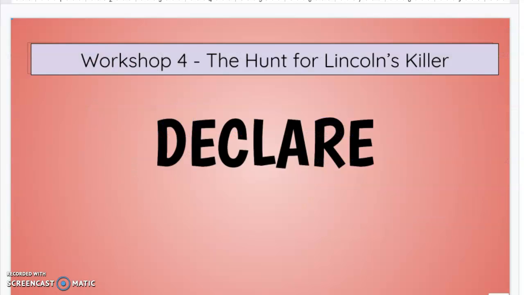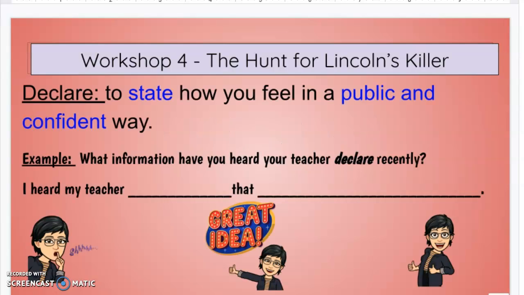All right, before we do that, we'll go through our 2 academic vocabulary words. Now remember, you can always pause this recording as you read through. I'm just going to keep moving, though, for the sake of the recording time. Our first word is declare, and to declare means to state how you feel in a public and confident way. And so I might say, it's exciting when a student declares that he or she has finished a book and is ready to take either an AR test or a reading counts test.